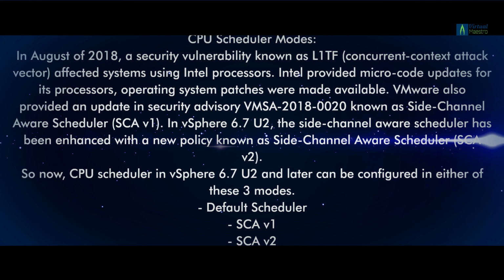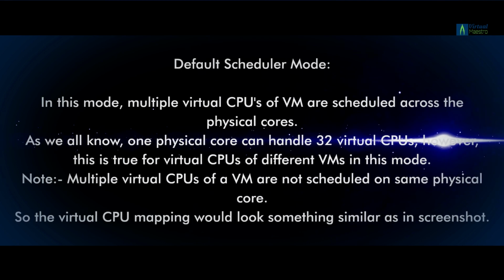In vSphere 6.7 U2, the Side Channel Aware Scheduler has been enhanced with a new policy known as Side Channel Aware Scheduler v2, SCA v2. So now, the CPU scheduler in vSphere 6.7 U2 and later can be configured in any of these three modes: Default Scheduler, SCA v1, and SCA v2. Default Scheduler Mode.